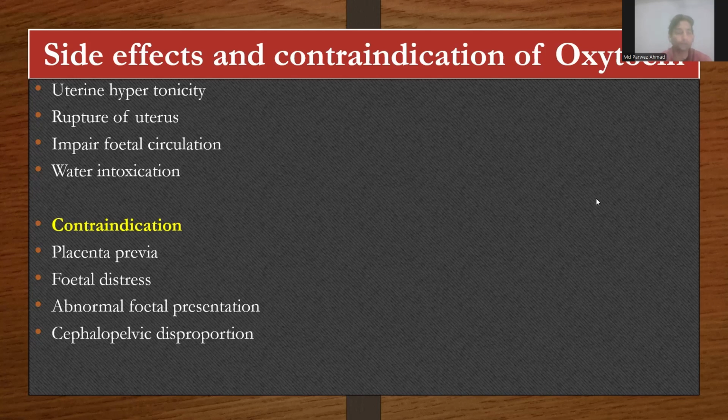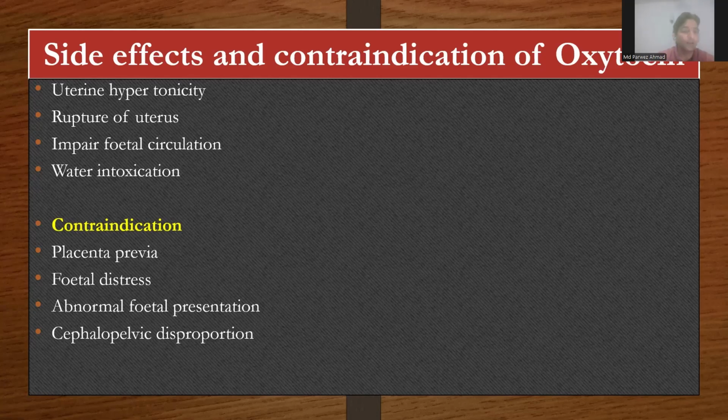Now the first one is that oxytocin is not given in placenta previa. What is placenta previa? Sometimes the placenta is implanted in the lower part or segment of the uterus. In that condition, placenta previa, oxytocin is contraindicated. Again, placenta previa has various types, marginalis, lateralis.